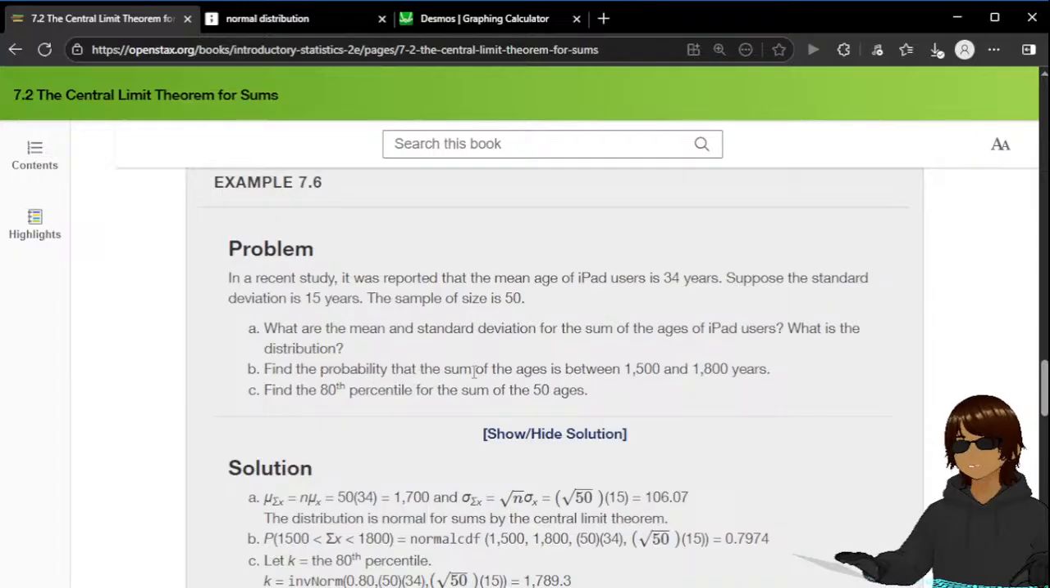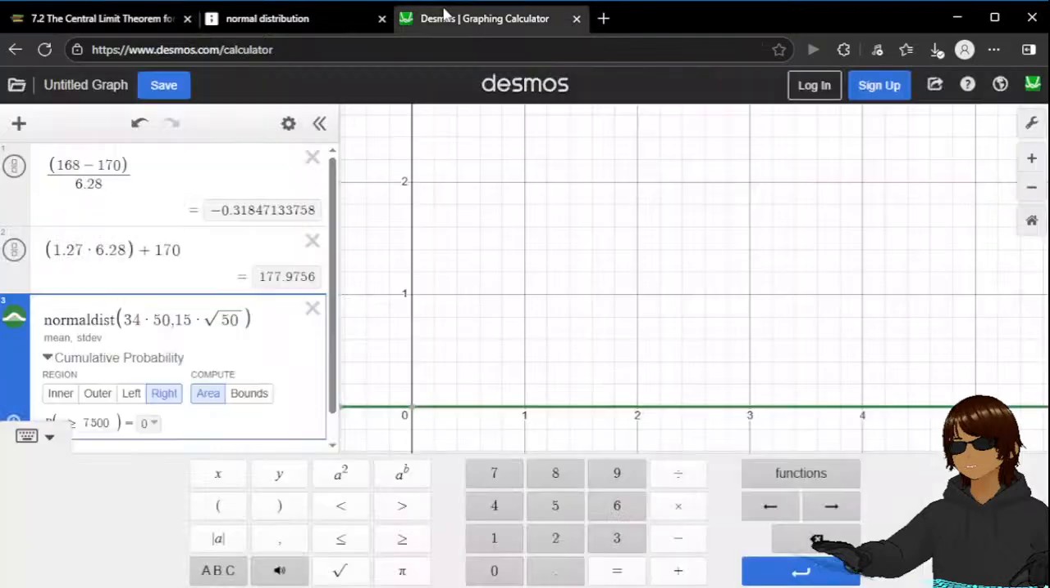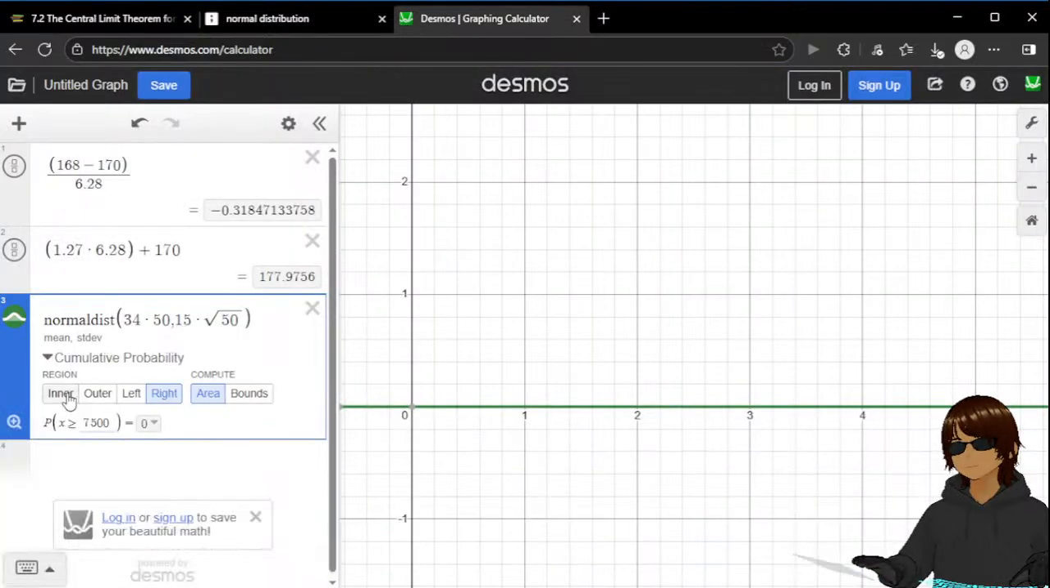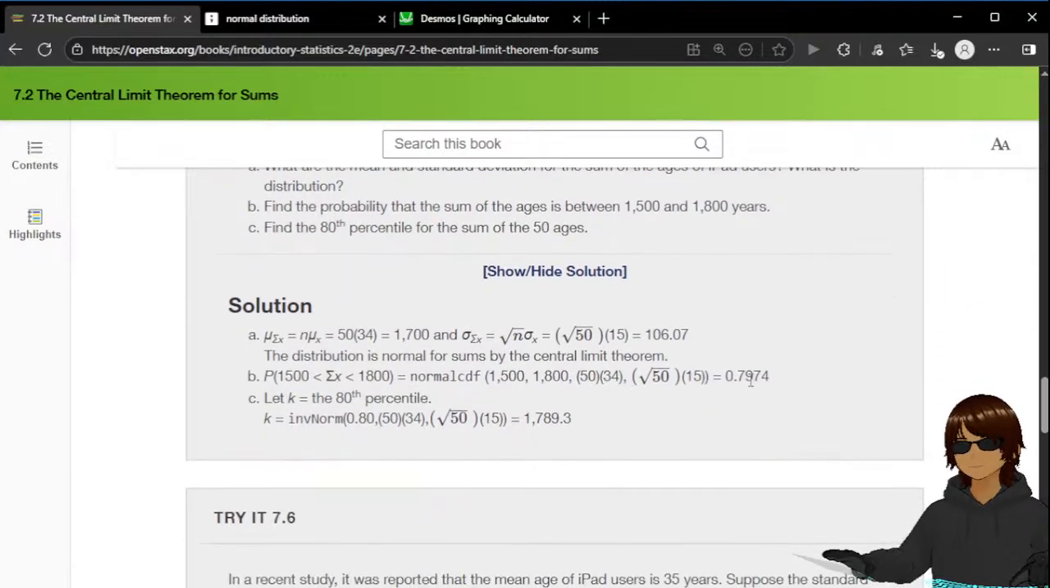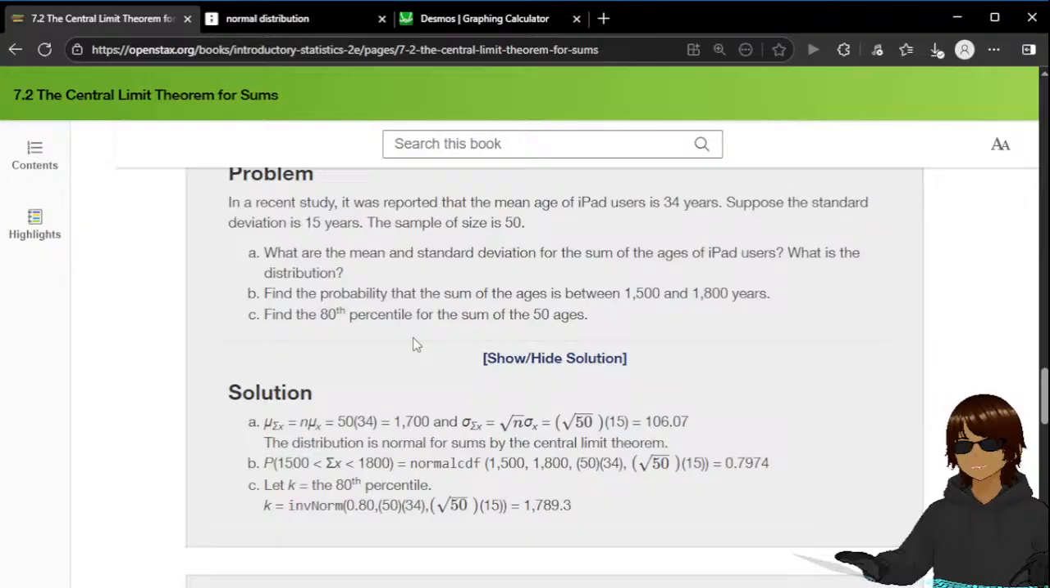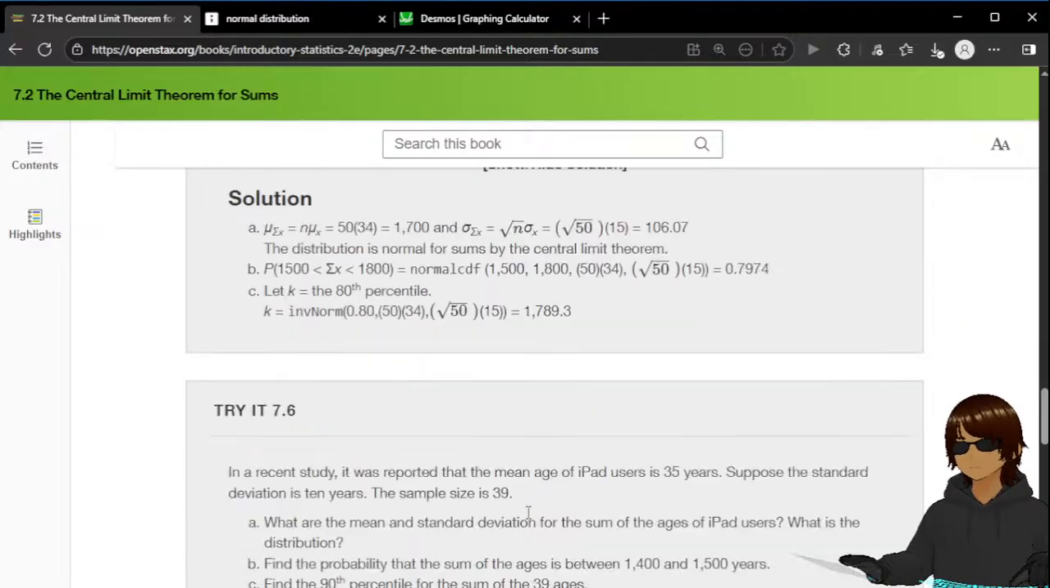Find the probability that the sum of the ages is between 1500 and 1800. 0.797. Find the 80th percentile. We have the inverse norm and we get 1789.3.